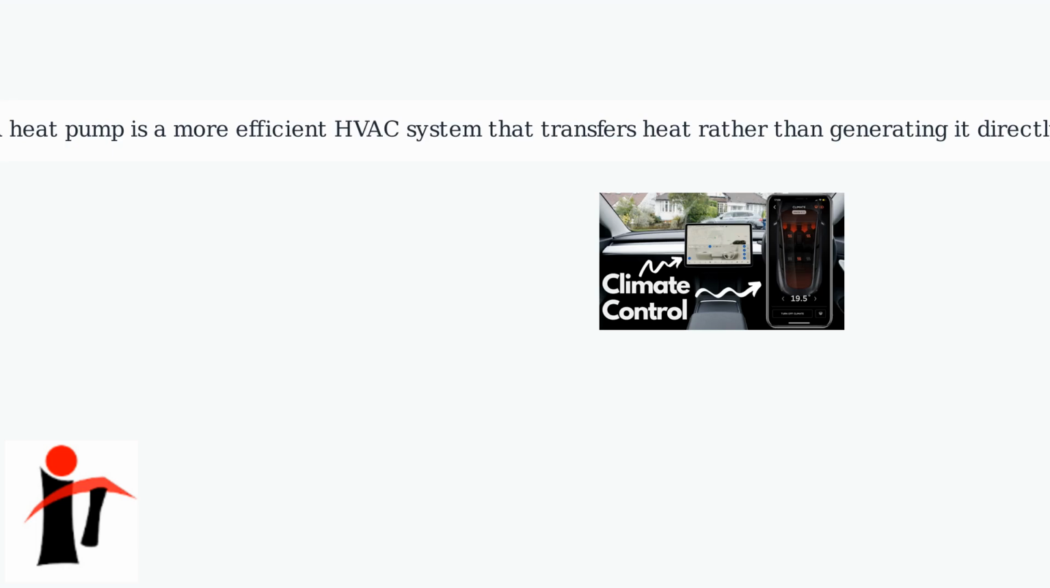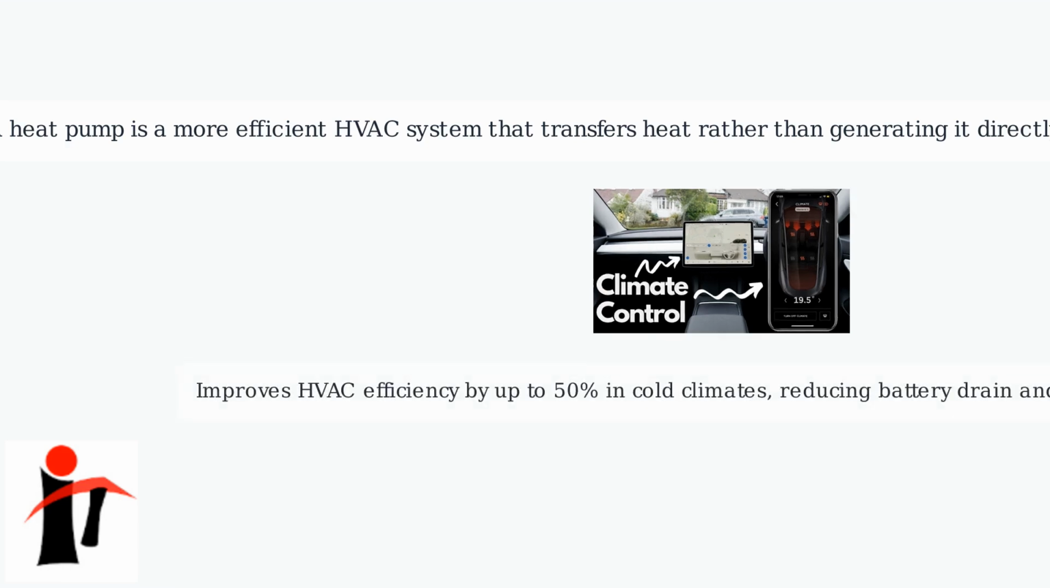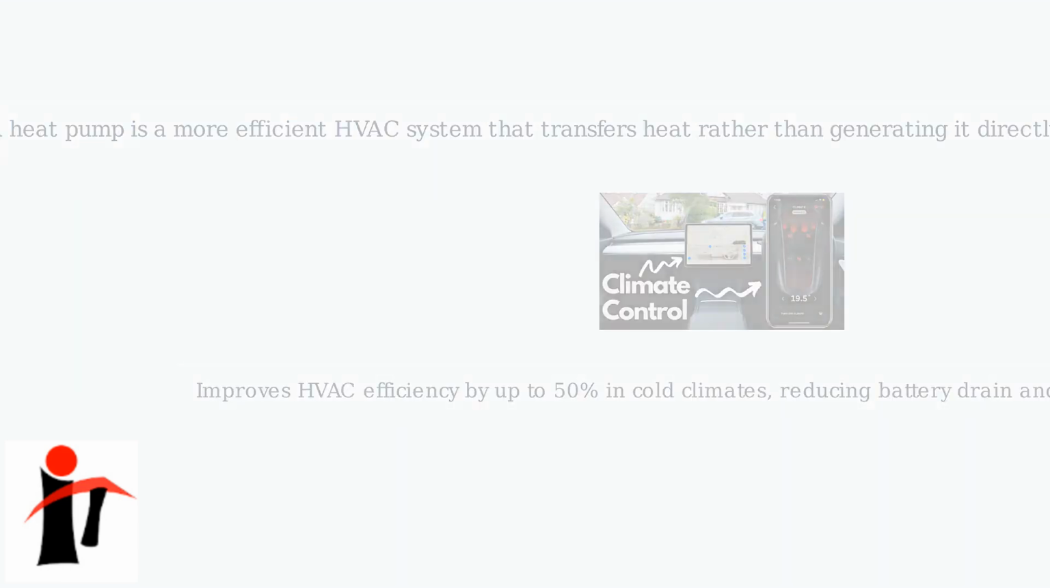Vehicles equipped with heat pumps will show a heat pump mode setting. If this option is absent, your vehicle uses resistive heating instead. Heat pumps can improve HVAC efficiency by up to 50% in cold climates, which means less battery power is used for heating. This reduction in battery drain translates to increased driving range, especially important in winter conditions.